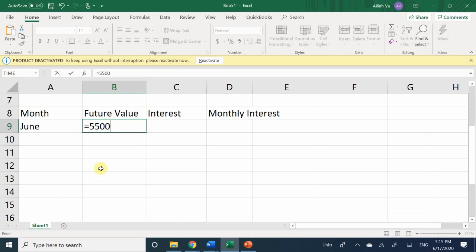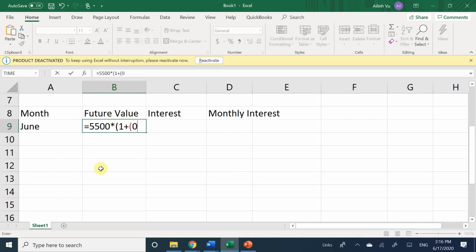5,500. I'm going to multiply. Your interest rate is 6.25. Okay, but what do I need? What do I need to do before that? Oh, one plus. Oh, right, one, parentheses, because what you're thinking right now is simple interest.